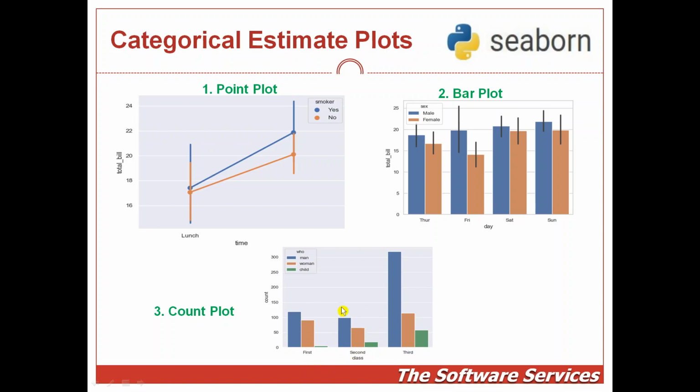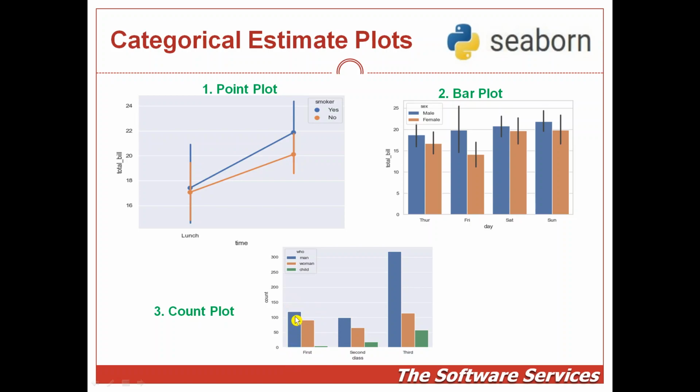So in the Titanic data set, the data set analyzes how many passengers there are in the Titanic, how many passengers are in the first class, second class and the third class. In the first class, what type of people are available, whether man or woman or child, and the data set goes on like that. The count plot simply counts the data points.